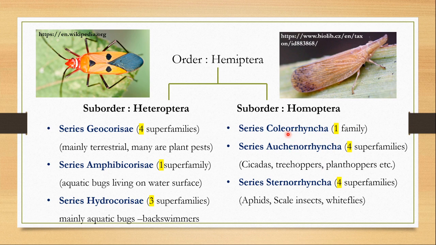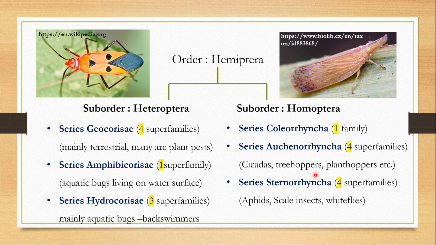Suborder Homoptera can be further divided into three series. The first series is Coleorrhyncha, which is a very small series. It has only one family and they are not even found in India. The second series is Auchenorrhyncha, which can be further divided into four superfamilies. This series includes cicadas, tree hoppers, plant hoppers, leaf hoppers, etc. So this Pyrilla perpusilla belongs to series Auchenorrhyncha.